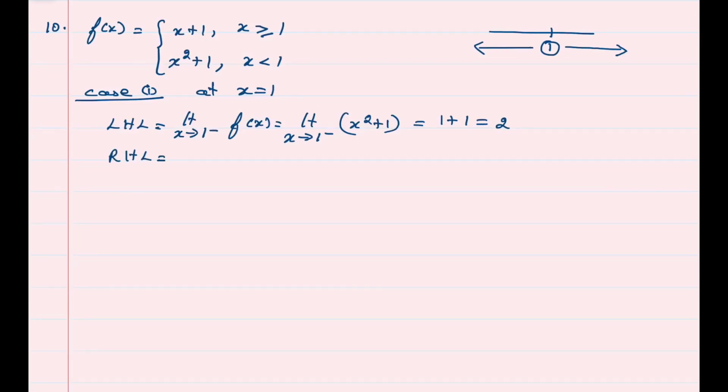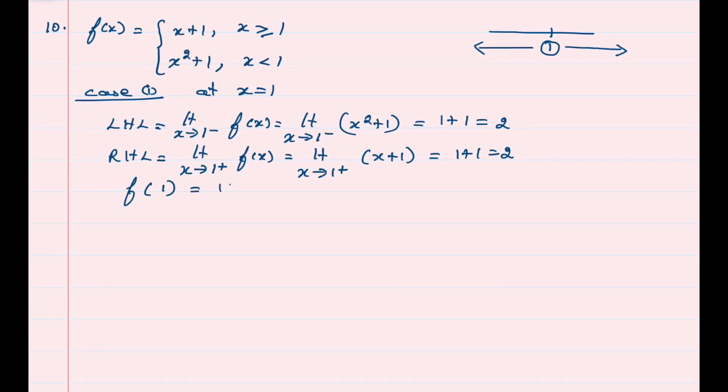RHL is limit extending to 1 plus f of x. For 1 plus, we will use greater than or equal to 1 definition. Limit extending to 1 plus x plus 1, which is a polynomial. Directly we will substitute the limit value. And f of 1, use equal to 1 definition, 1 plus 1, this is also 2. LHL equal to RHL equal to f of 1. Therefore, f is continuous at x equal to 1.